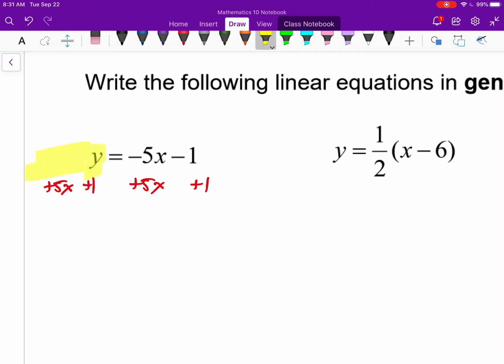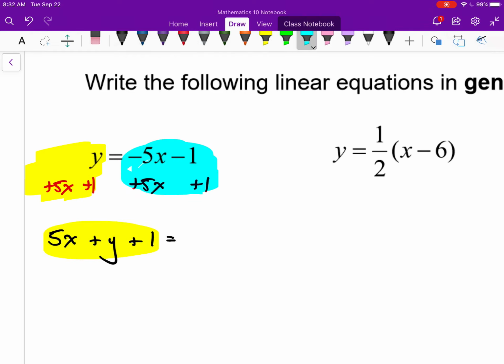Because on the left-hand side, what do I have? I have y plus 5x plus 1. I can write those in any order. I'll put the 5x first, plus y plus 1. And that's my whole left side. None of them are like terms. What do I have on the right-hand side? I have nothing. So don't write down nothing. Write down the number nothing, 0. Done. That's in general form.